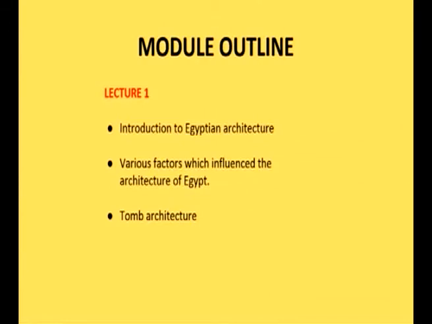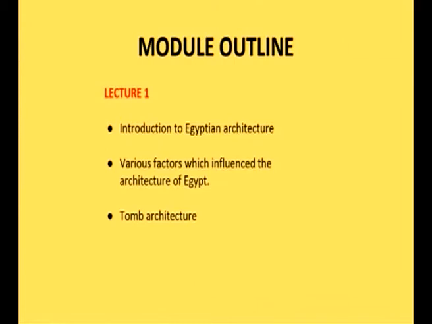And in today's lecture, we are going to look at the introduction to Egyptian architecture, various factors which influence the Egyptian architecture, and tomb architecture. Every country's architecture is influenced by various features like geographical, geological, climate, and then the social and religious beliefs. And then we are going to look at tomb architecture, which deals with the evolution of the pyramid from mastabas to step pyramid to the geometrical pyramid.